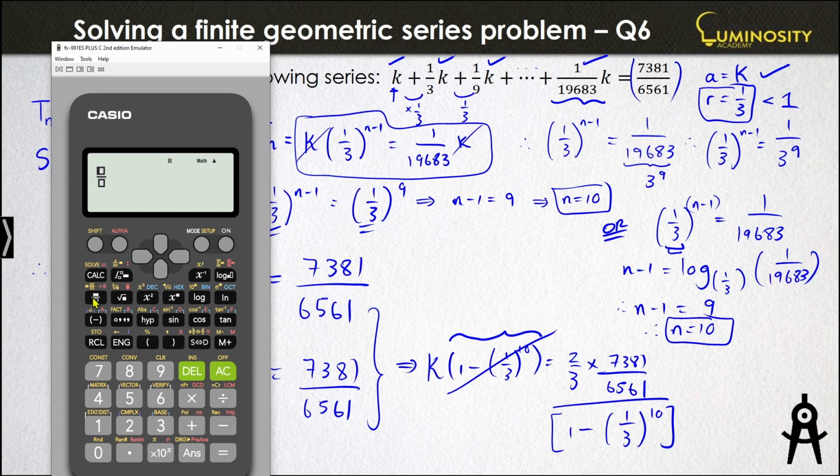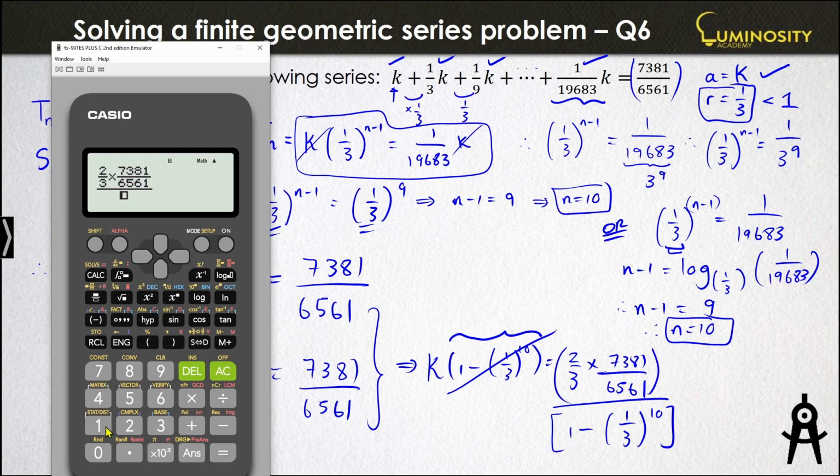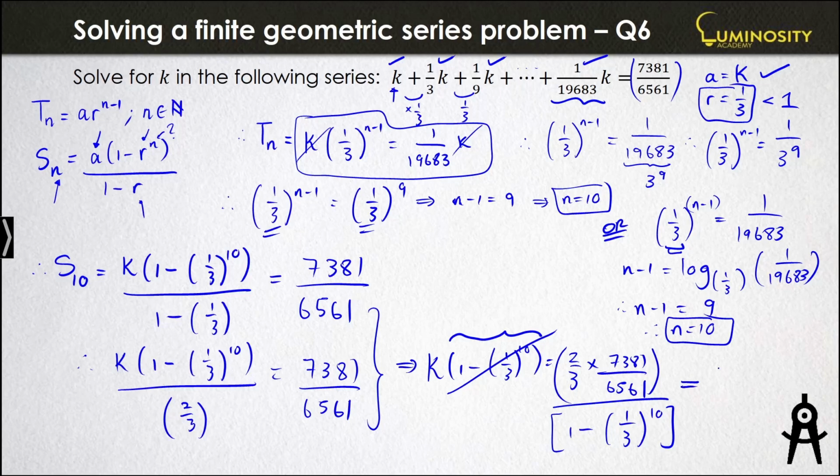In the numerator, we have 2/3 multiplied by 7,381 over 6,561. That was the numerator term here. In my denominator, I had 1 minus, open brackets, 1/3 raised to the power 10. Oh, lovely. That simplifies down to such a nice number, k equals 3 over 4. So there's our final solution, k equals 3 over 4.